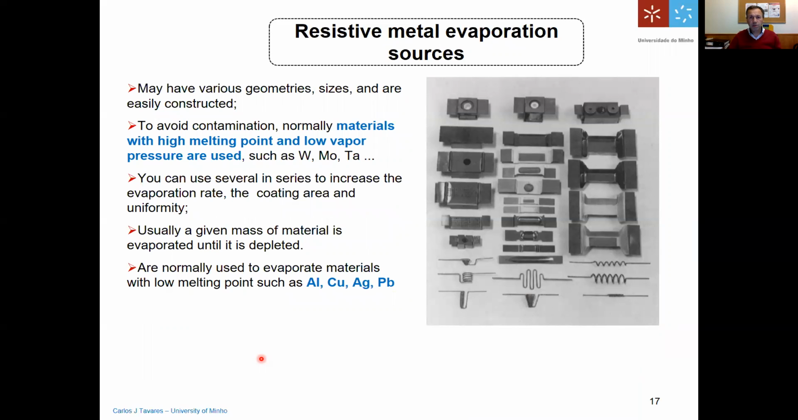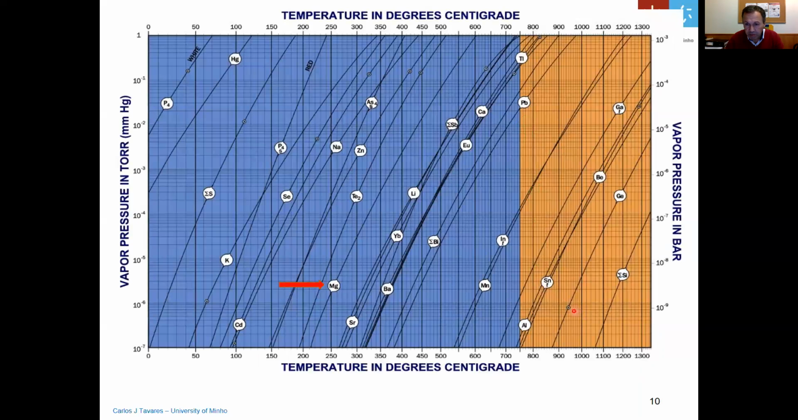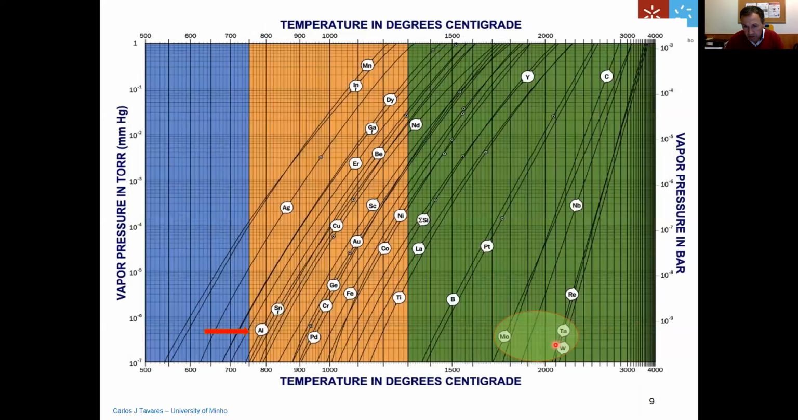And here are some resistive metal evaporation sources, which, as I showed you before, can be made from, for example, tungsten, molybdenum, and tantalum, because they have a very negligible vapor pressure at very high temperatures. Okay. For example, if you compare carbon with these elements, you see that there's a variation of 6 orders of magnitude. So the evaporation of carbon is a million times higher than that of molybdenum, tantalum, tungsten at more or less the same temperature.